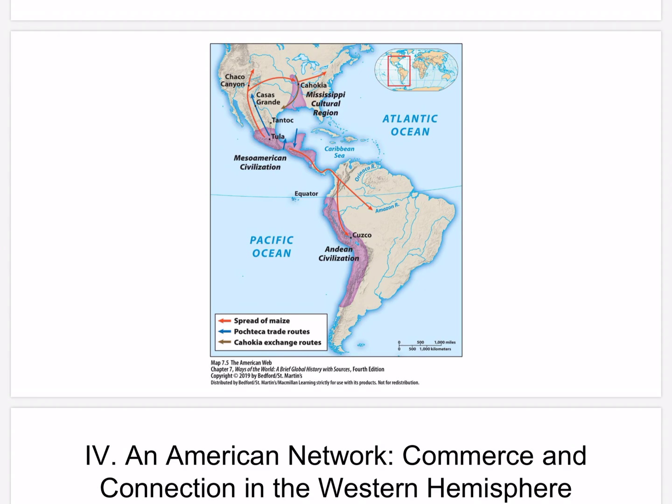Okay, the American web. Transcontinental interactions within the American web were more modest than those of the Afro-Eurasian Hemisphere. The most intense areas of exchange and communication occurred within the Mississippi Valley, Mesoamerica, and Andean regions. So based on the map, let's compare the patterns of trade in the Americas with the patterns of trade in Eurasia. What are the reasons for the differences?